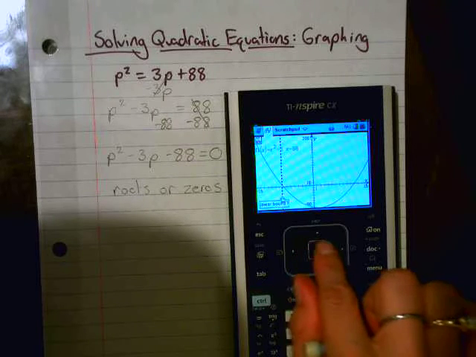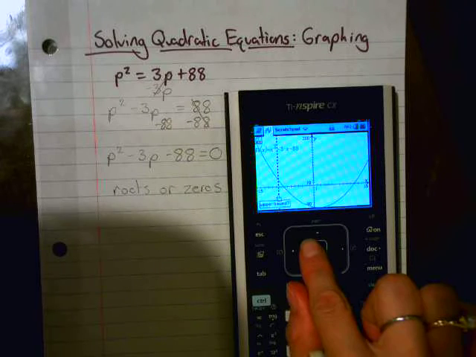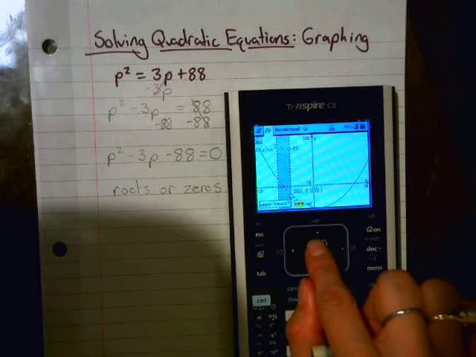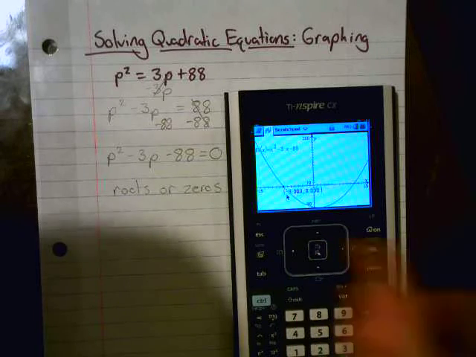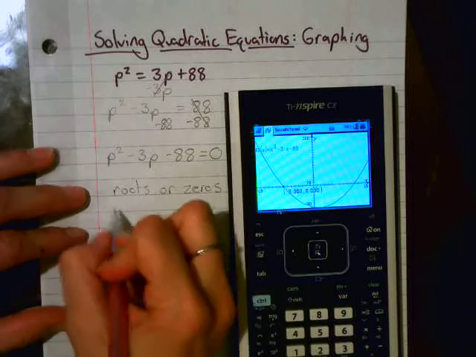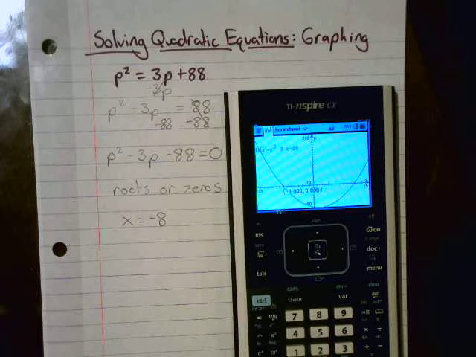It's going to ask you lower bound, which means you need to click to the left of the 0. Click. Then it'll ask upper bound, which means you need to click to the right of the 0 and click. And it'll give you the coordinates of that 0, and it tells you that the x value right there is at -8. So x equals -8 is going to be one of our solutions.